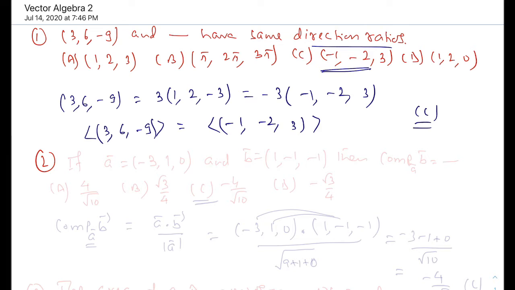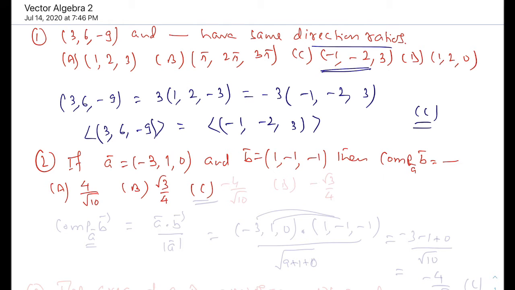Okay. Next. If vector A is minus 3, 1, 0 and vector B is 1, minus 1, minus 1, then the component of vector B in the direction of A is blank. Options are 4 by root 10, root 3 by 4, minus 4 by root 10, minus root 3 by 4.